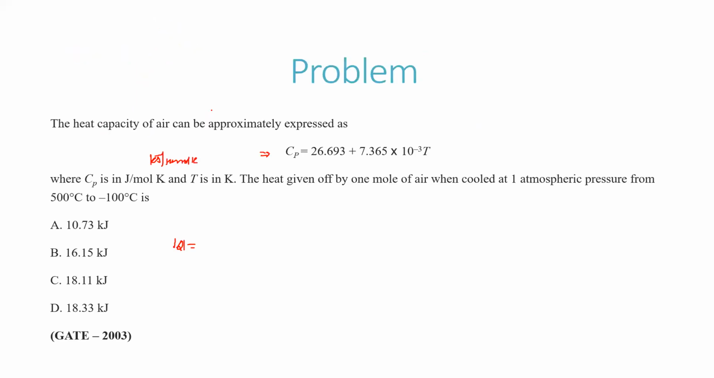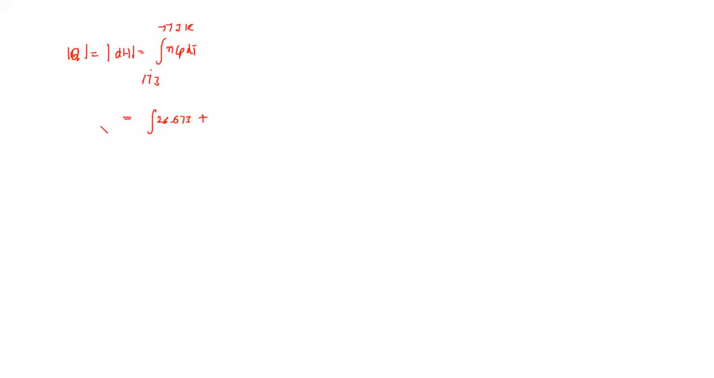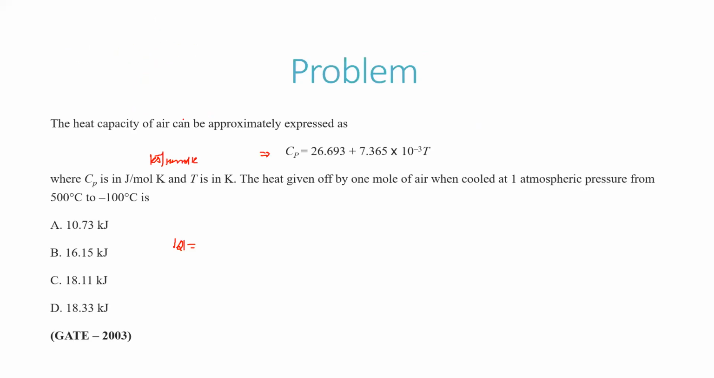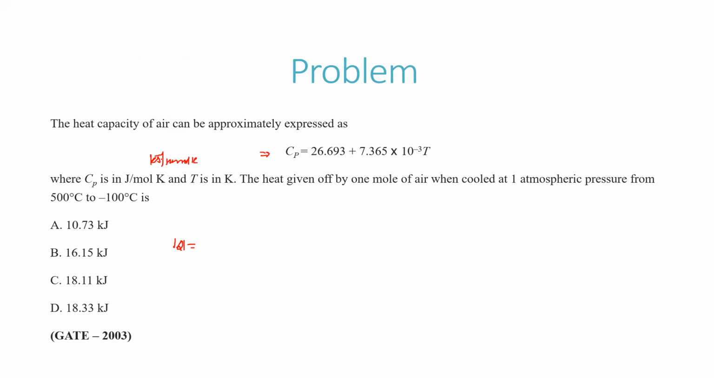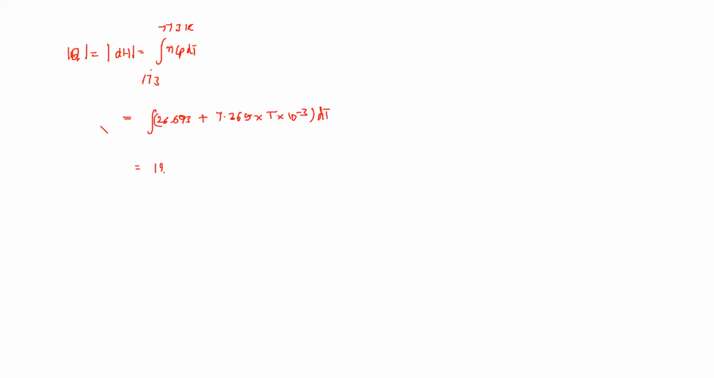So that is 26.673 plus 693 plus 7.365 into 10 to the power minus 3. All right, so we have to integrate this entire thing from 173 to 773. So when we integrate and find the answer, we'll get it as 18.11 kilojoules.